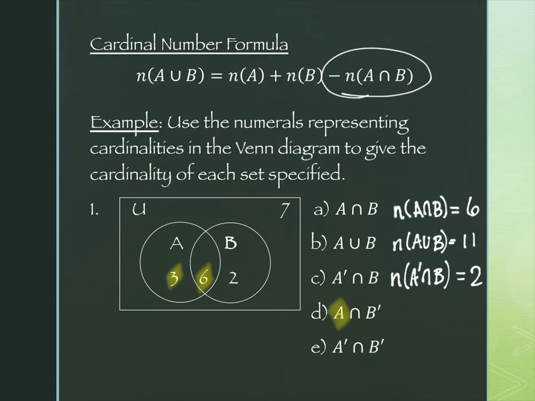And then this one says that I want this to overlap with the things that are not in B. So which values are not in B? The 3 and the 7. Okay? And I want the intersection. Intersection means where they overlap. What do they have in common? So which number did I double shade? 3. So this one's 3.